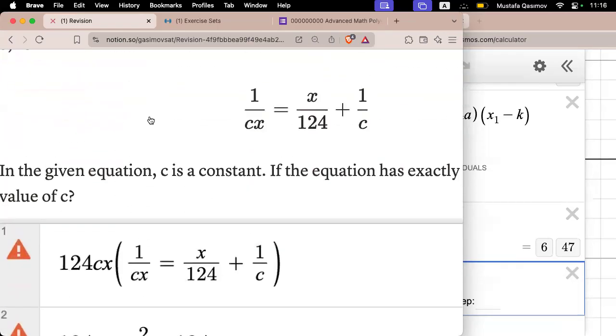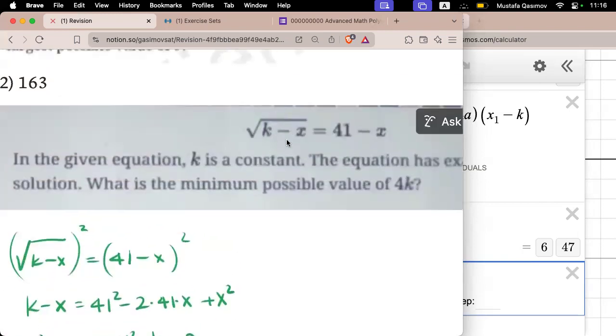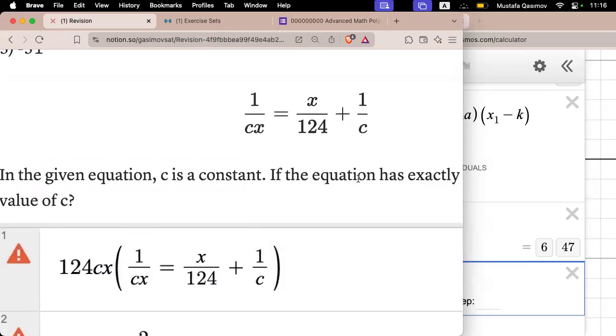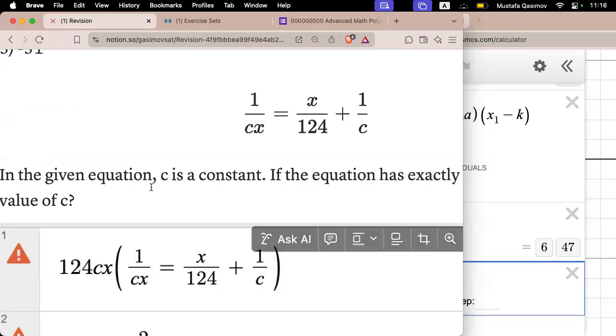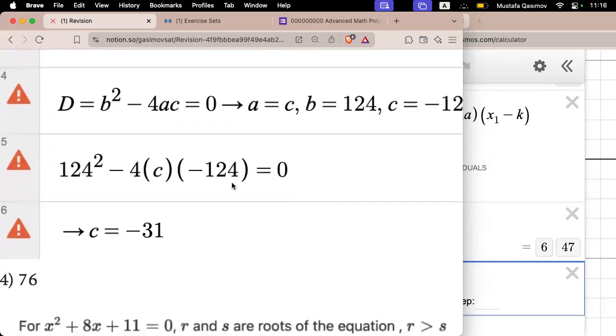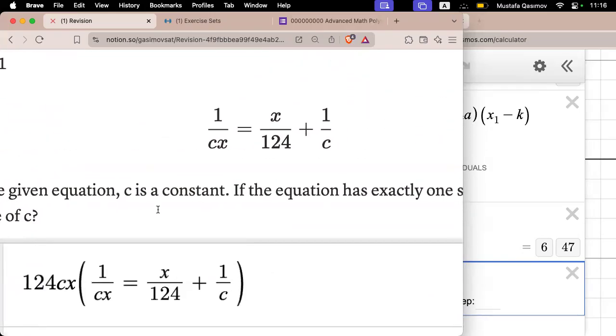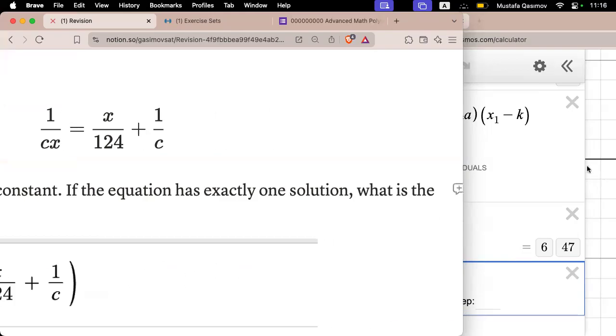Because you can see that it is not a quadratic equation yet, it's a fractional equation. When you have a fraction or a radical, you have to remove it. For removing a radical, you can raise it to the square. When it is like this, you must square it. When it's like that, you have to multiply it by 124 cx. But you can see that it is a little bit longer. So we can also find the number of solutions of the quadratic equation in Desmos, just by writing it instead.